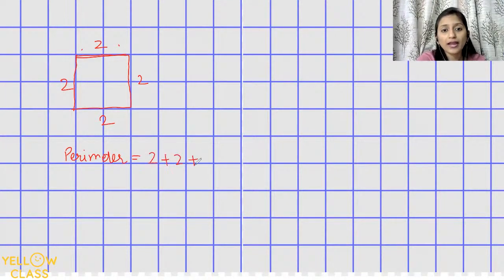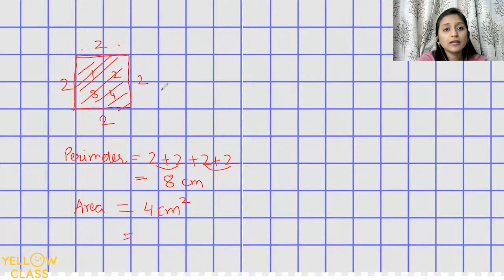So I need to add 2 four times. Yes, which will be 4 plus 4, 8 centimeters. Okay. Now what will be its area? Area will be the number of squares which are getting filled inside it, which are 4. So it is 4 centimeter squares.